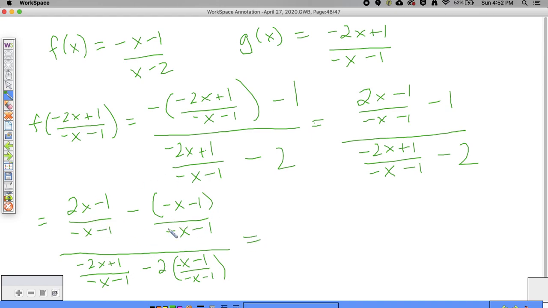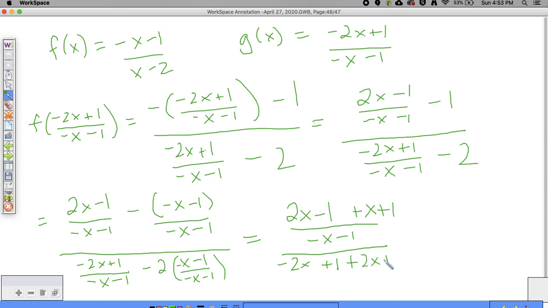So now when you go back upstairs, I want to show you something absolutely spectacular. You can combine these two numerators because your denominators are the same. So that's going to wind up being 2x minus 1 plus x plus 1, because I'm distributing the negative sign through both of those, all over negative x minus 1. And then divided by, over here, negative 2x plus 1 plus 2x plus 2, because I'm distributing the negative sign to the 2 just upstairs and not downstairs. And that's all over negative x minus 1, because that's what common denominators are.